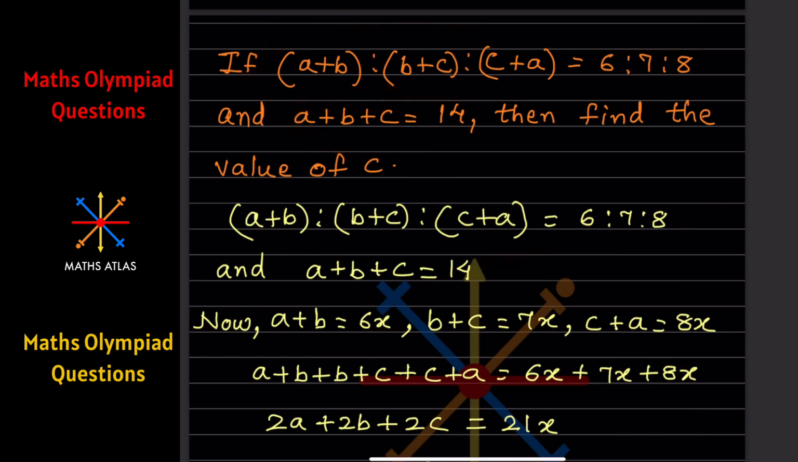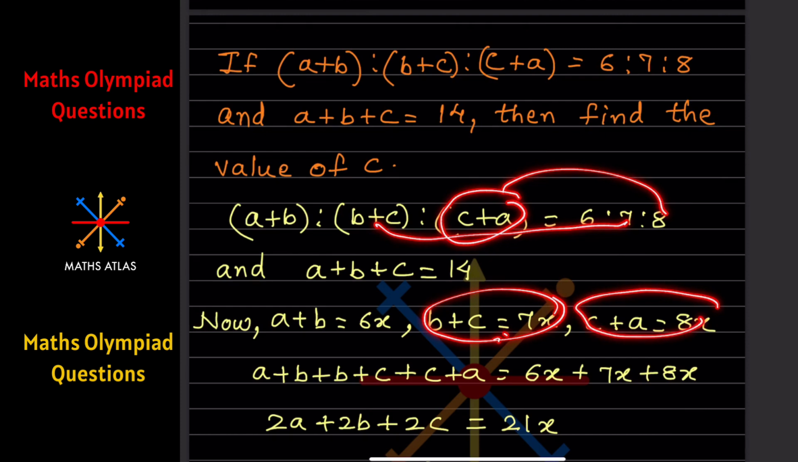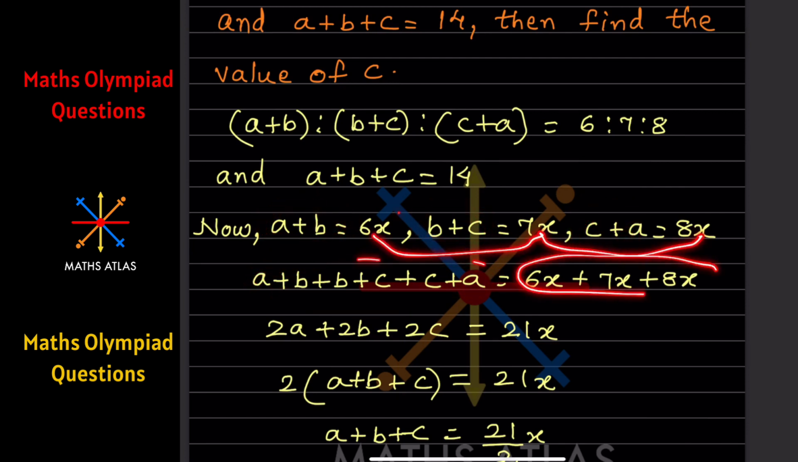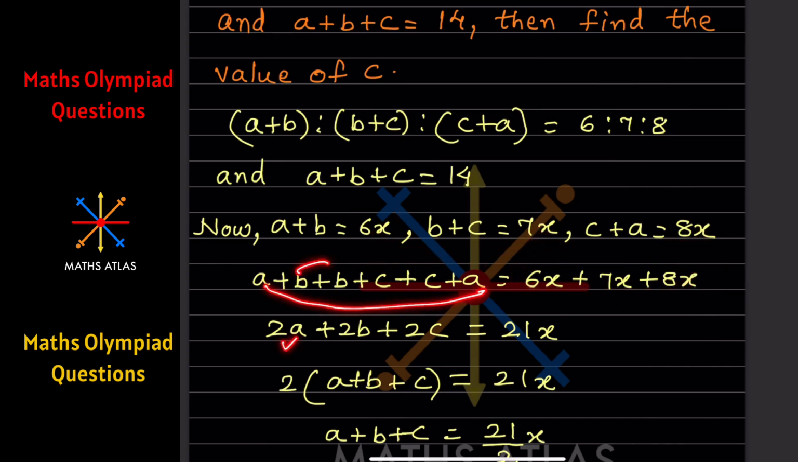So now what we can do from here, we can assume this one, A plus B will be, let's take the variable along with this, that is 6x. This is going to be 7x and this will be 8x. So now when we add this on the left hand side, and this on the right hand side, when we add together, what do we get here? A plus A, that is 2A, B plus B, that is 2B, and C plus C, that is 2C. And when we add this, that will be 21x.